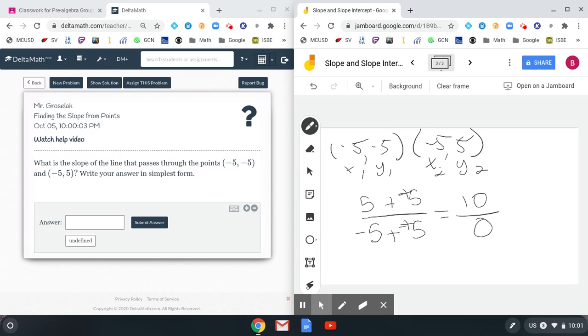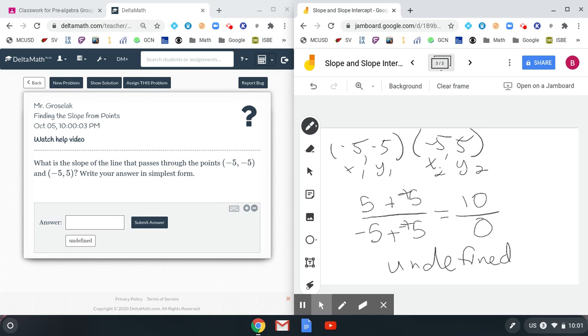Now, what is 10 divided by 0? What's any number divided by 0? I hope you said that it's not possible. It's not an answer. You can't divide by 0. So in this case, this one is undefined. So the slope in this one is undefined.